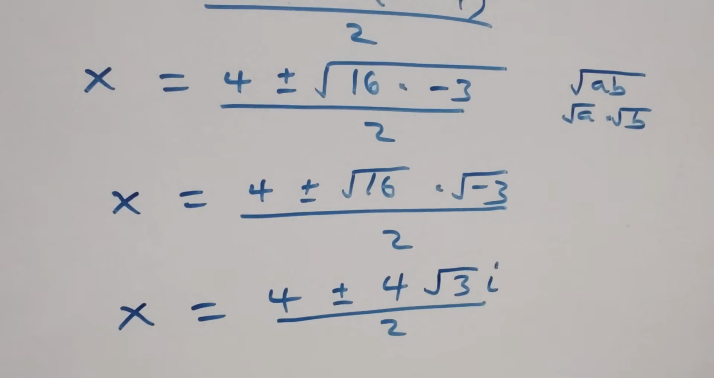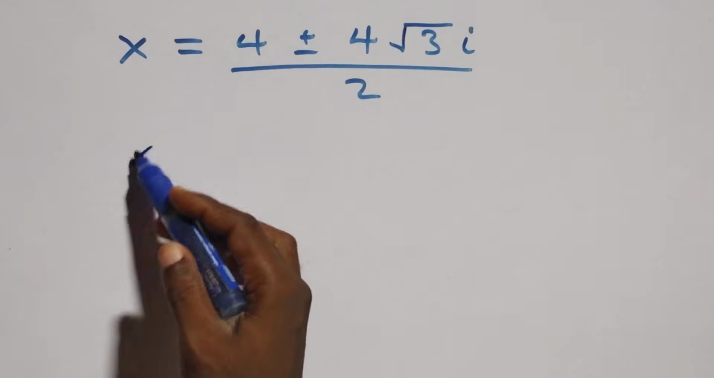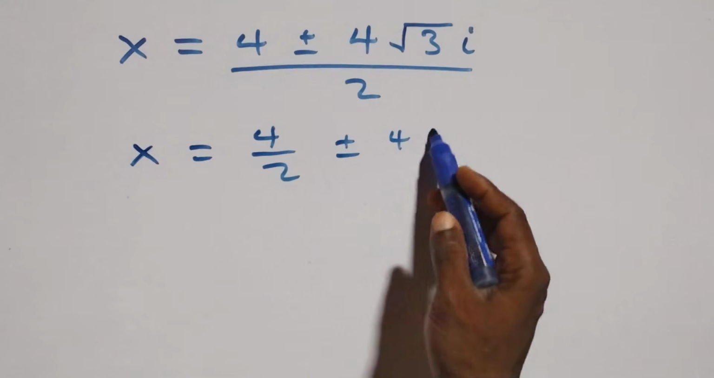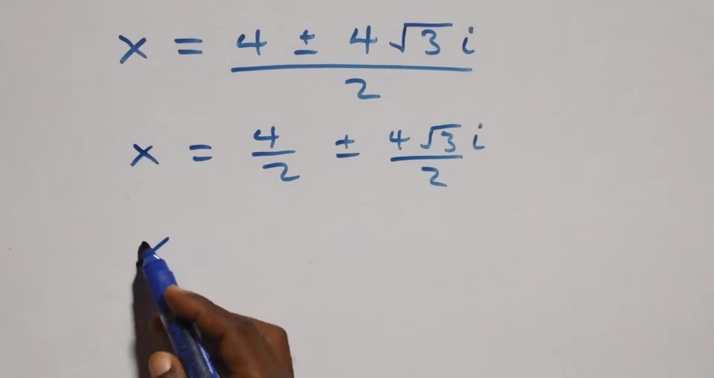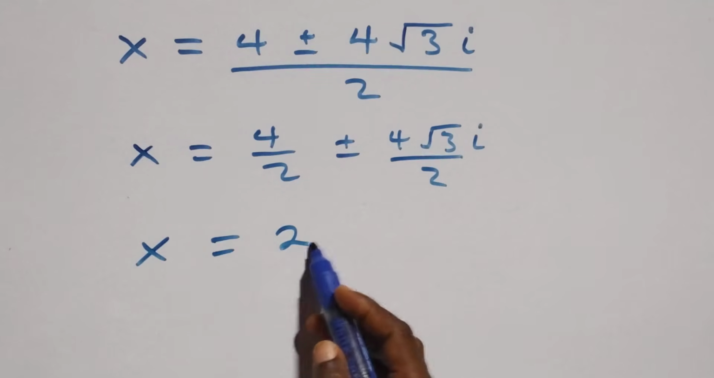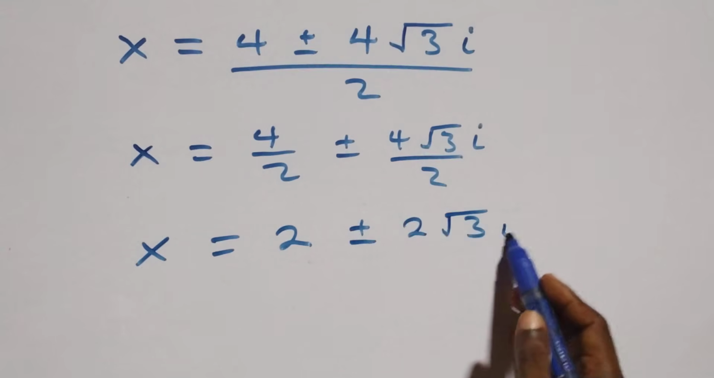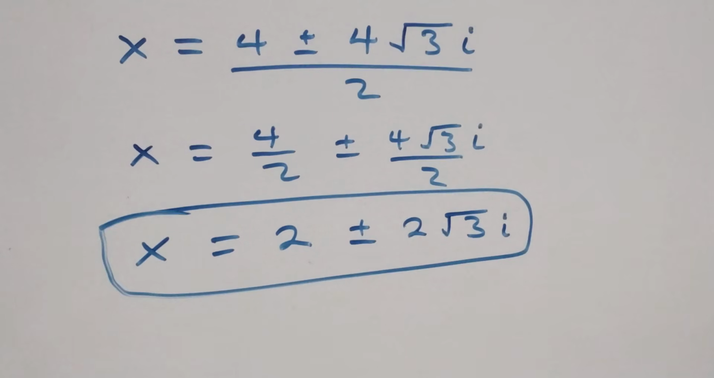That is, next step, we can separate this and we have x equals 4 over 2 plus or minus 4 root 3i over 2. As this, we have x equals 4 over 2, that's 2, plus or minus 2 root 3i. That is, here we have two complex solutions.